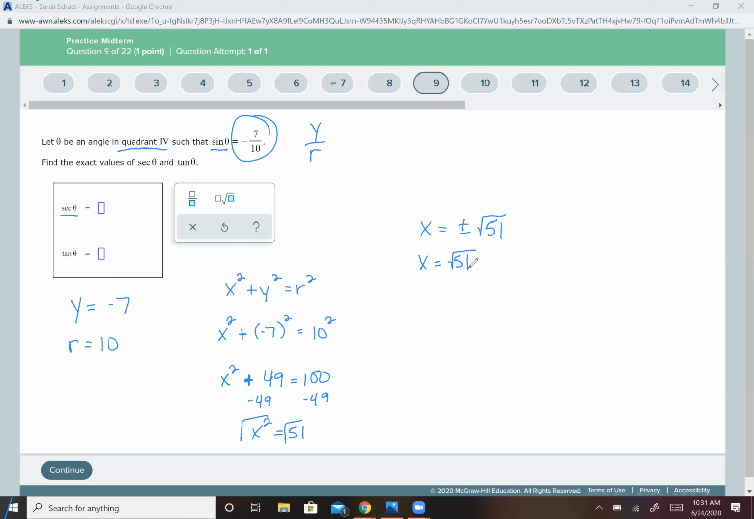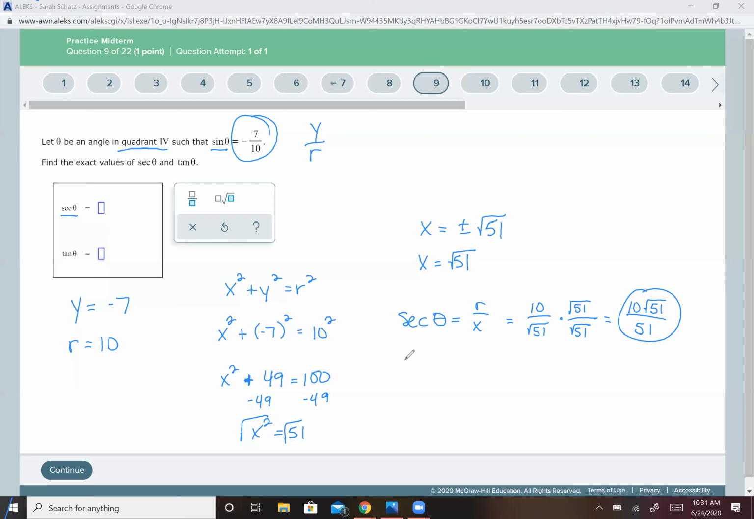Okay, so now that I have x, I can solve for secant and tangent. Secant, remember, is the reciprocal of cosine. Cosine is x over r, so secant is r over x. So I know r is 10, x is the square root of 51. And again, we have to rationalize this top and bottom by that square root. And we'll get 10 root 51 over 51. So this is the secant of theta.